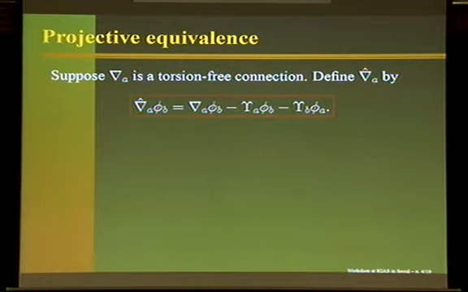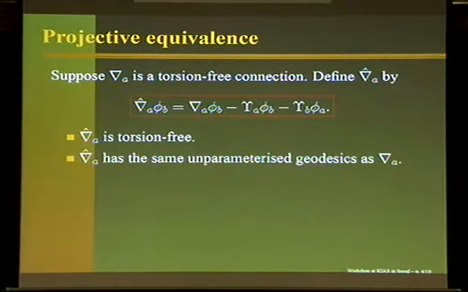If you do this, then two things happen. First of all, you get a torsion-free connection. You can tell because the right-hand side is symmetric. This correction term that you've put on is symmetric in A and B. Here is A and B that way round, here is A and B the other way round. That's the hallmark of a symmetric connection. So this new connection, if the original one was torsion-free, is torsion-free. And then also, it has the same unparameterized geodesics.